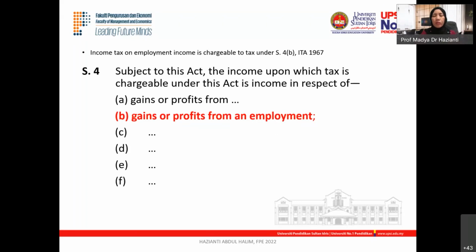Alright, so here if you go back to topic 1, kita dah nampak ni section 4. Untuk section 4 Income Tax Act is income, chargeable income. So under section 4 we have section 4A, B, C, D, E until F. So I highlighted the red one here, which is gain or profit from employment. So A, gain or profits from business. So we skip this part, kita buat employment dulu. And then, okay, so this is section 4B under Income Tax Act 1967. So the focus of this topic is employment income lah.